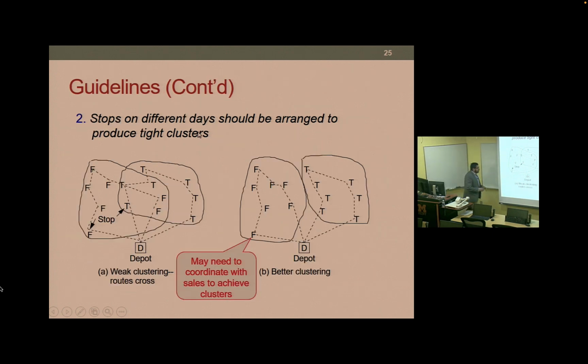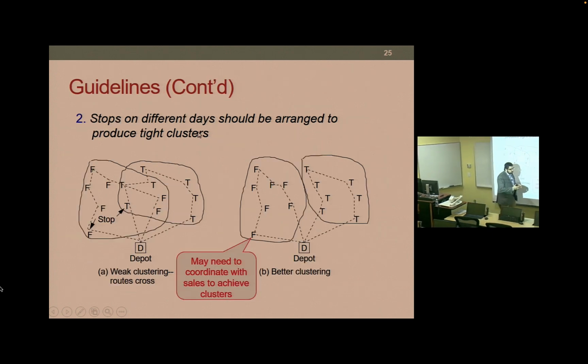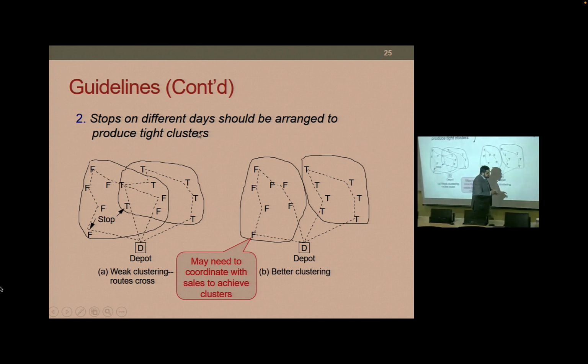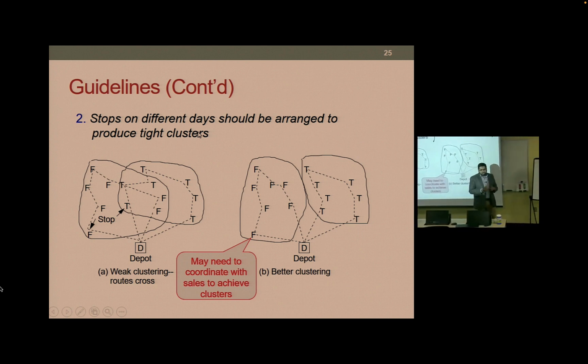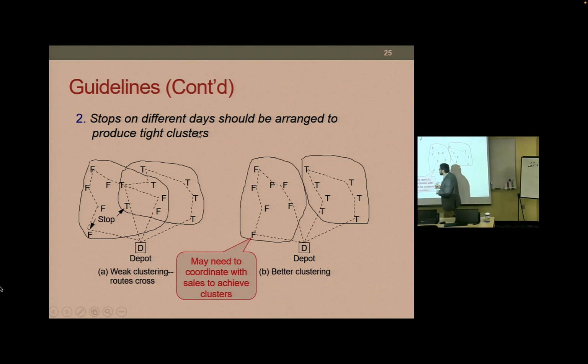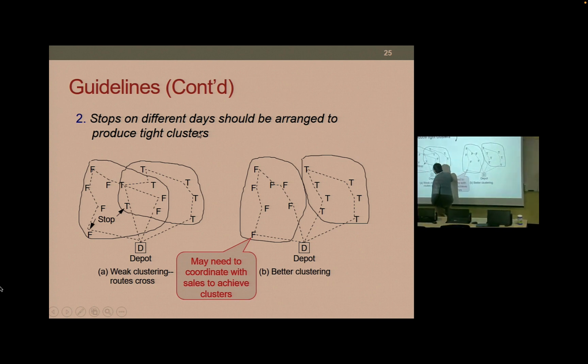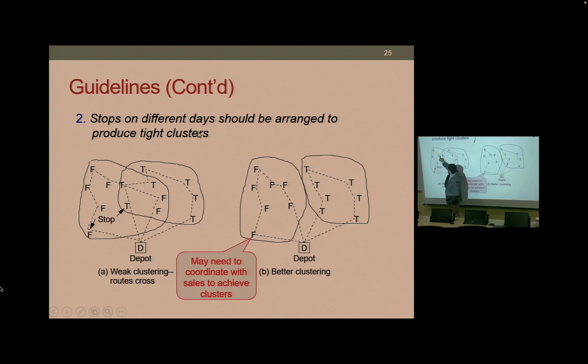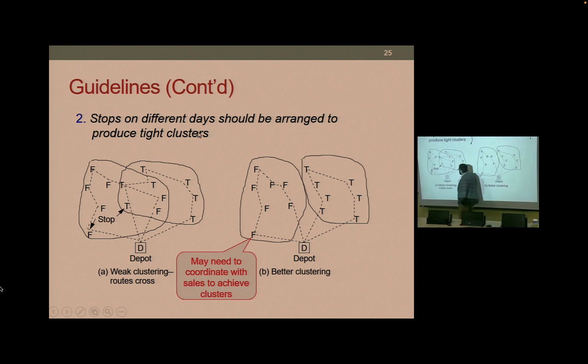Sometimes you have different days. So let's say you have 5 groups of customers or retail stores. You hit one group on Monday, another group on Tuesday, another group on Wednesday. Again, same idea. Look here. F is the customers we hit on Friday, and T is customers we hit on Thursday. So you can see that the Thursday and Friday routes overlap. I mean, if you are going here on Friday, then you're going past the same area on a Thursday. So you're hitting this area twice in a week.